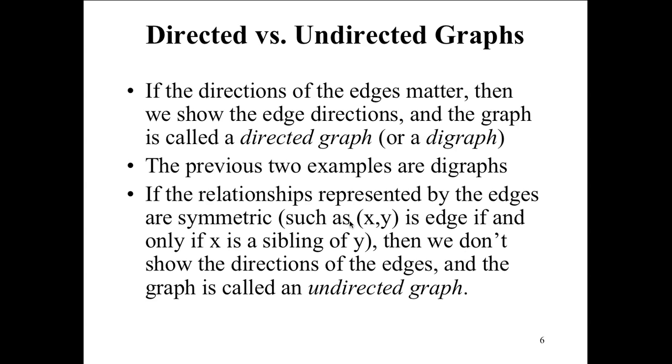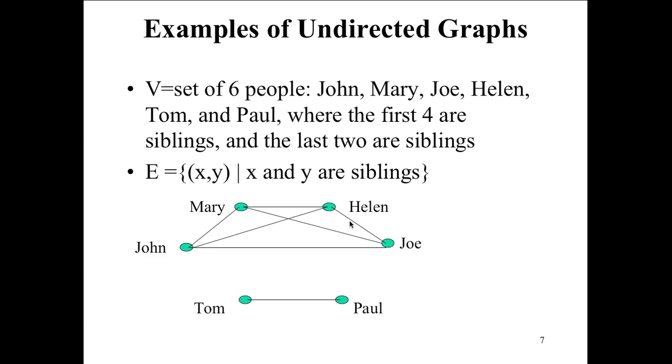If the relationship represented by the edges is symmetric, meaning X leads to Y and Y leads to X, there is no special relationship and we're not really showing the direction of the relationship, then we don't need to put the arrows in. So if the edge exists if and only if X is a sibling of Y, then we don't show the directions and the graph is undirected. Here are 2 examples. We looked at directed graphs a few slides back.